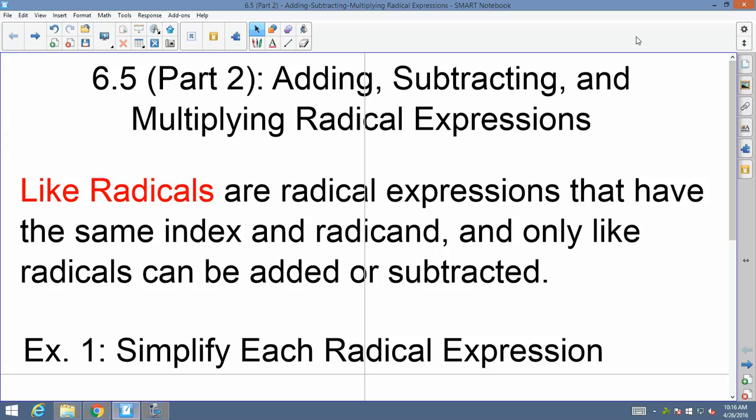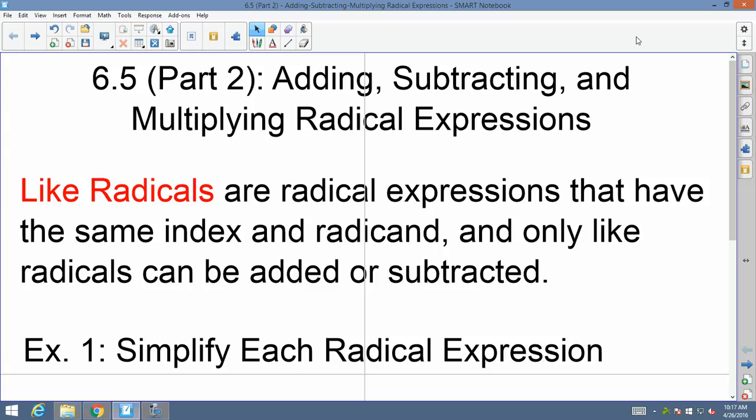Today, we are going to be talking about adding, subtracting, and multiplying radical expressions. We already know how to simplify radical expressions. We know that if we have two radical expressions that have the same index, we can multiply or divide them. Okay, we know how to simplify these. Now today we're going to learn how to add, subtract, and multiply, but multiply in a different way.